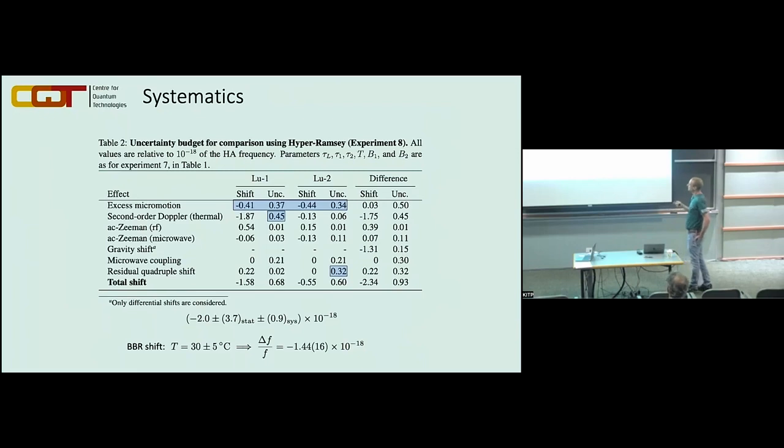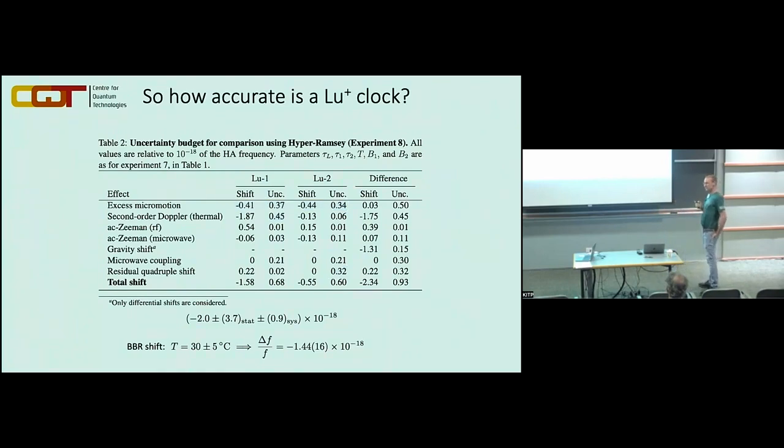Right? So then if you take those main shifts out, you're basically limited by this one called the microwave coupling. That's an error associated with the imperfections of our microwave driving in the upper state. If that was my biggest problem, I would go back to the usual interrogation technique where I don't have that problem. So I think in principle we can push that down to the low 10 to the minus 19. Right? So how accurate is a lutetium clock?